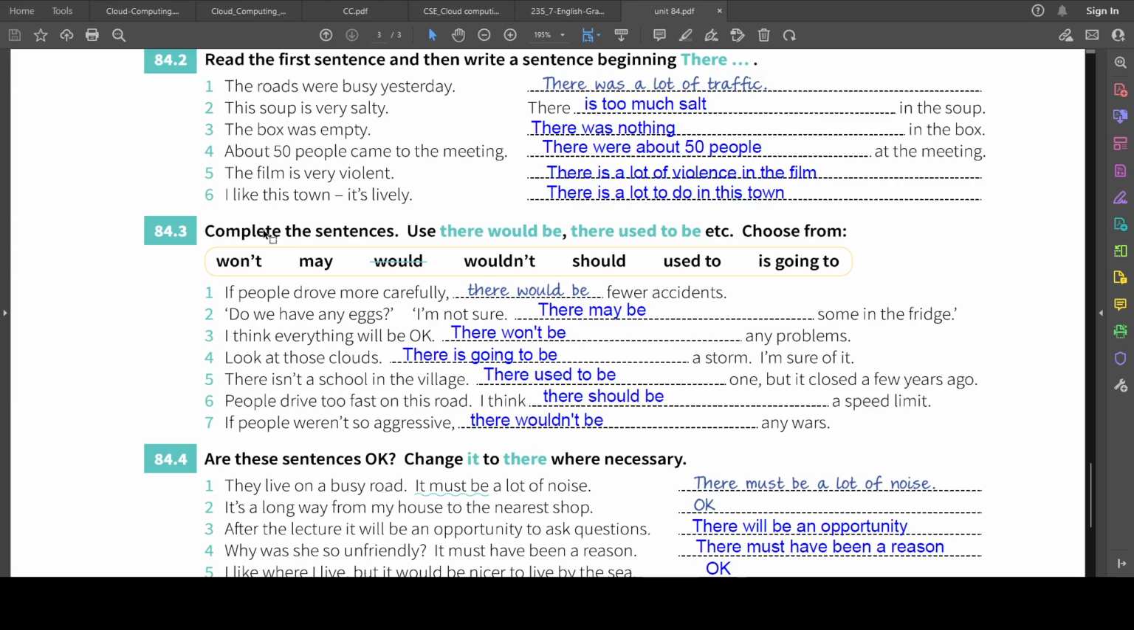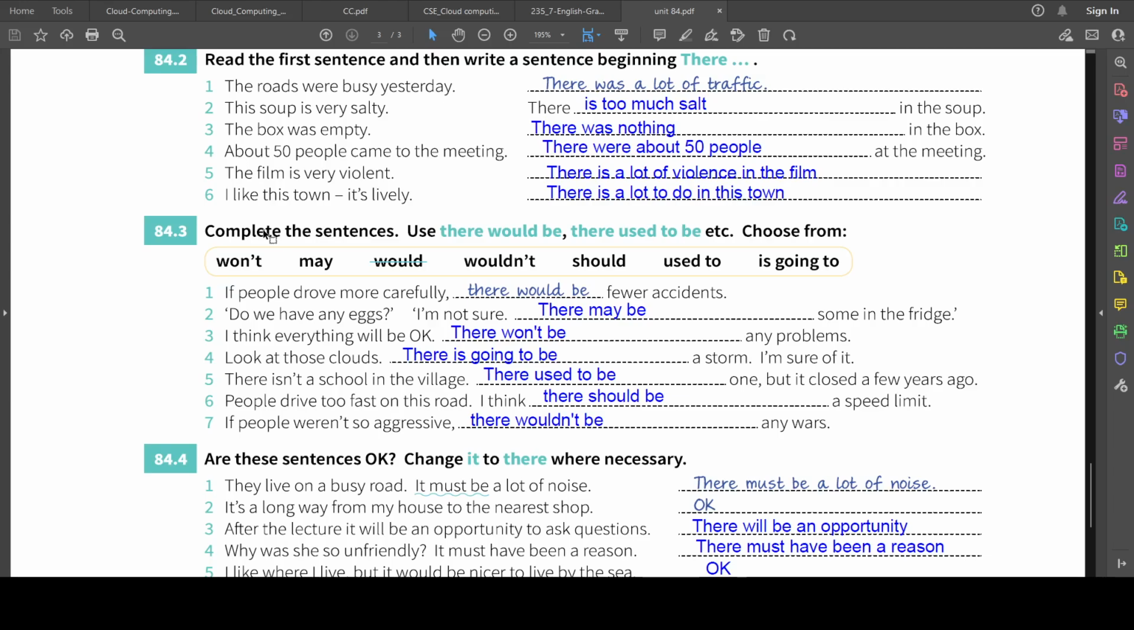Do we have any eggs? I'm not sure. There may be some in the fridge. Next one. I think everything will be okay. There won't be any problem. Look at those clouds. There is going to be a storm. I'm sure of it. There isn't a school in the village. There used to be one. It closed a few years ago.